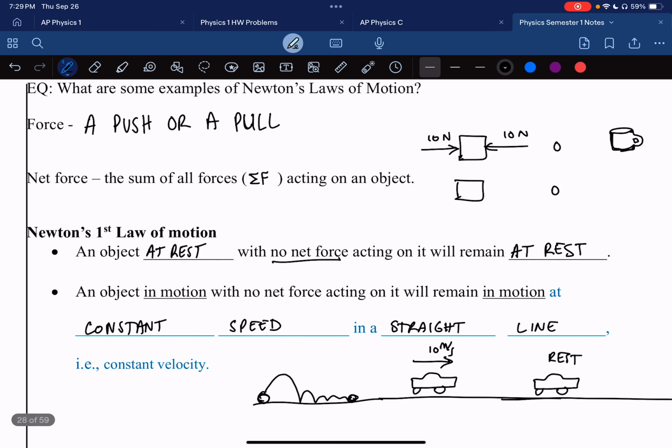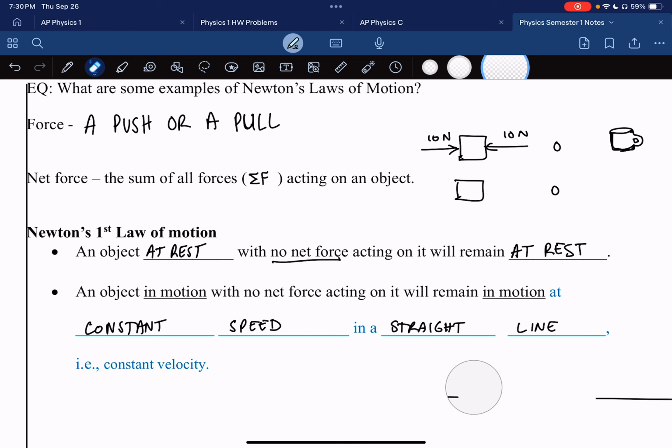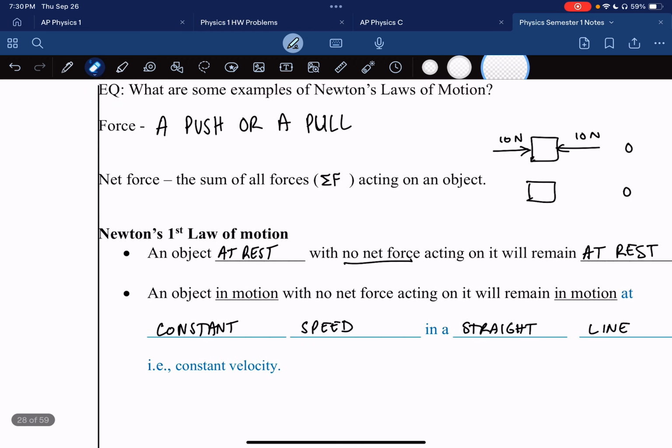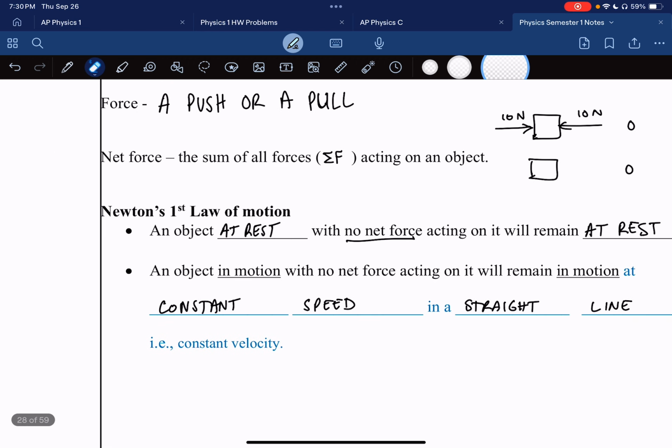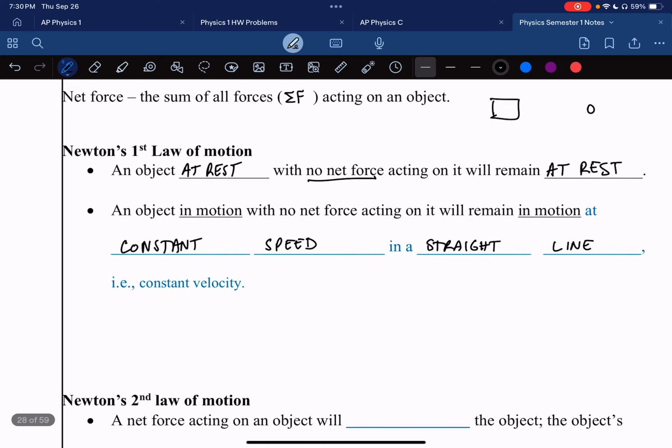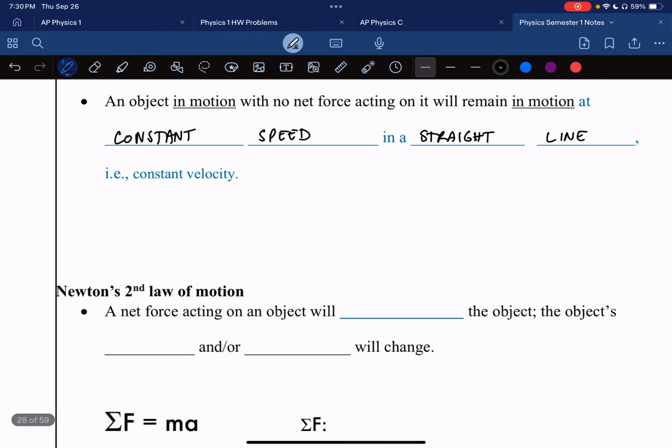What Newton is saying here is that if you have an object with no net forces, but it's already in motion, it wants to continue at constant speed in a straight line. So it contradicts our experience, but we do believe this to be true. And of course, constant speed in a straight line is a constant velocity. Cool.